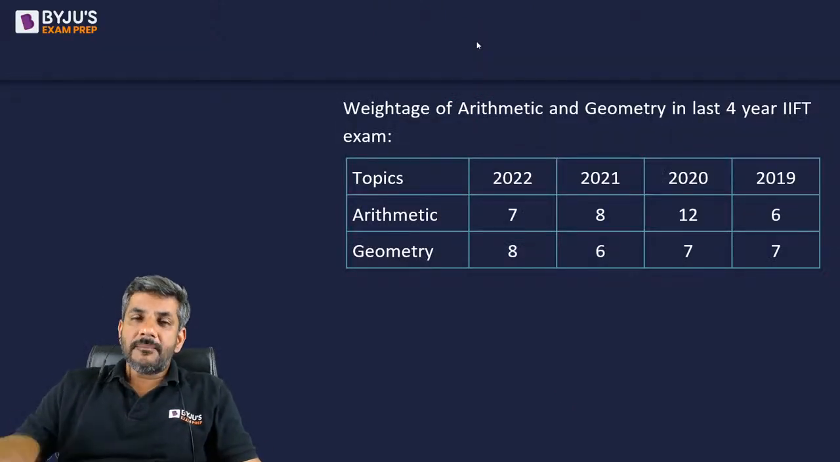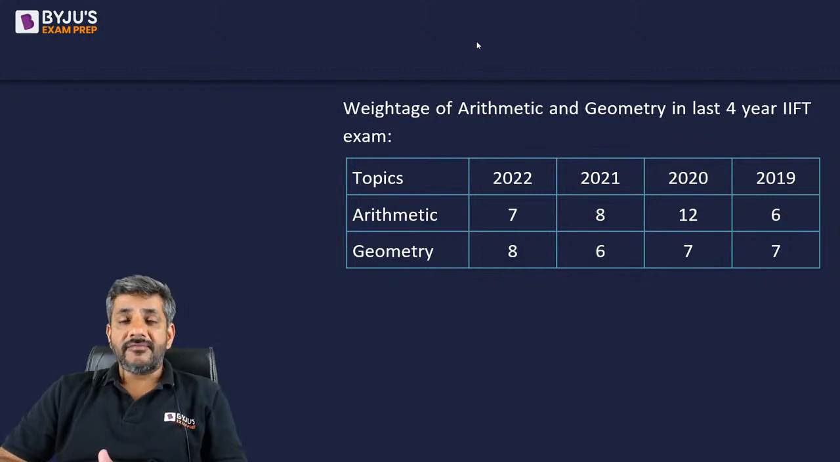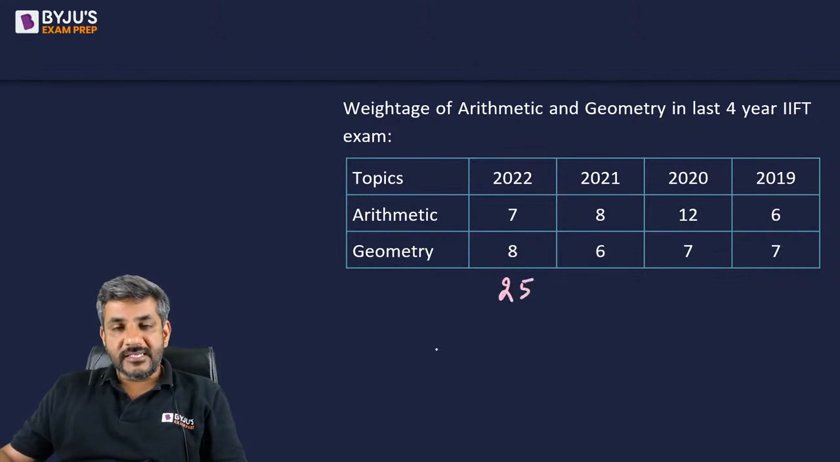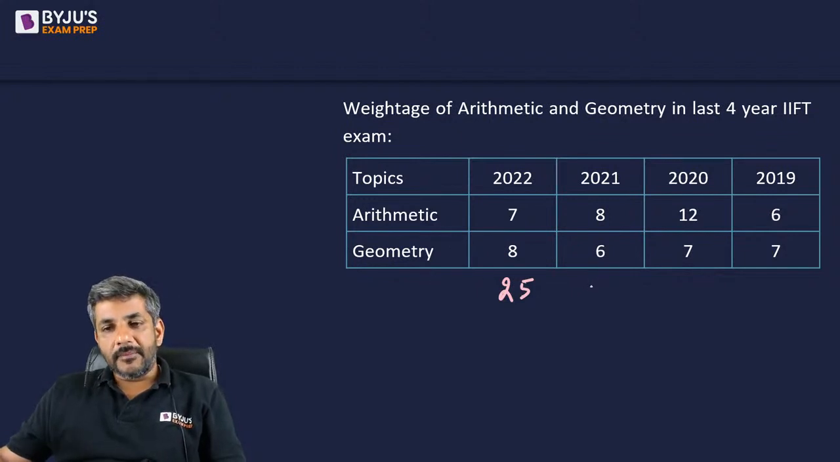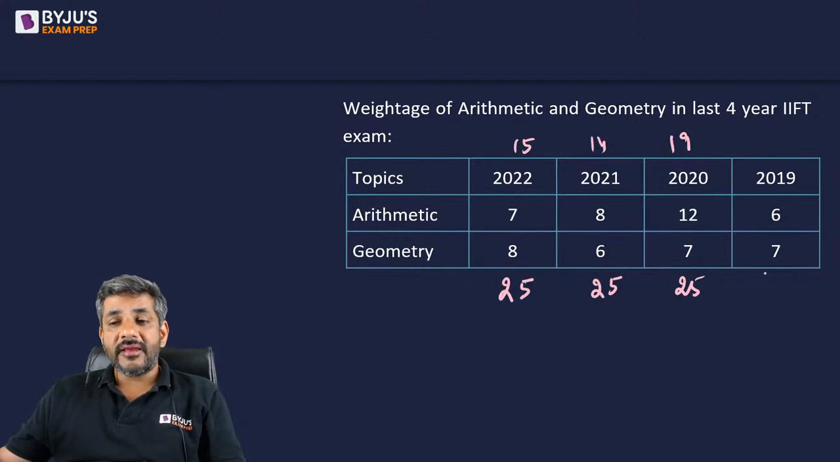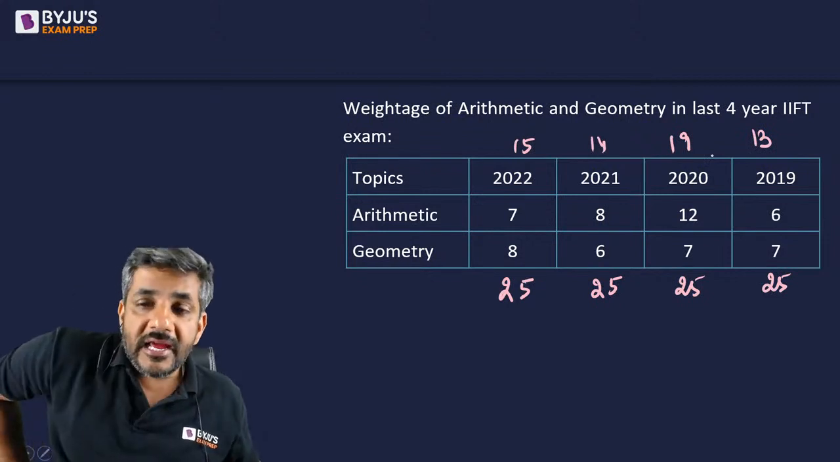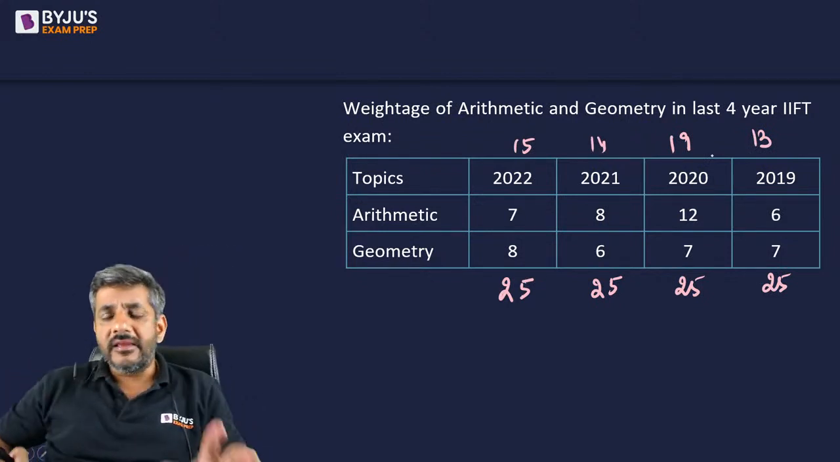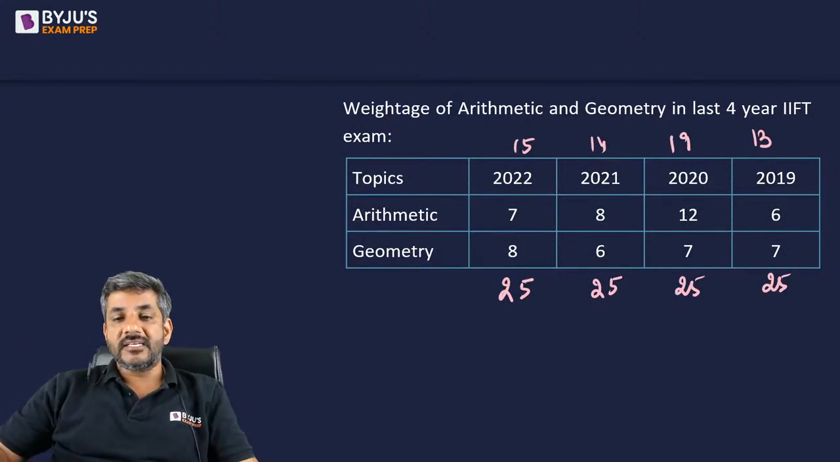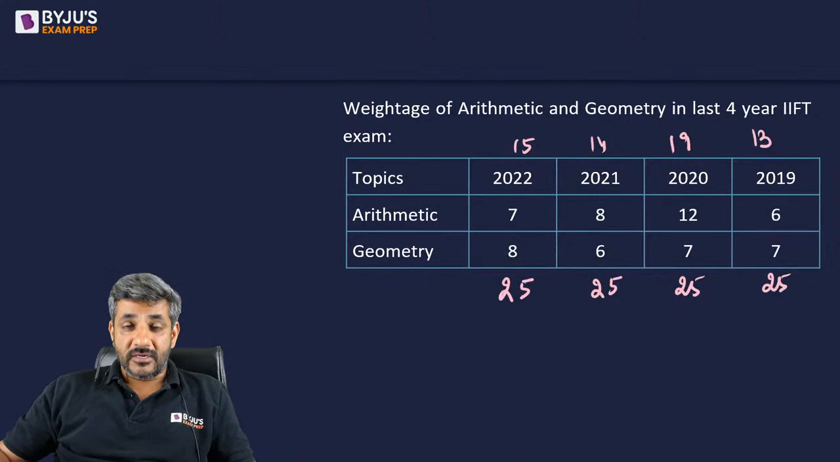When I talk about the topic wise breakup of IIFT, arithmetic and geometry, out of a total 25 questions last year, 15 questions were based upon arithmetic and geometry. The year before that, out of 25, we had 14 questions based upon these two areas. The year before that, there were 19 questions, and the year before that, 13 questions. That means almost every year, on an average, approximately 60% of your QA section is made up of arithmetic and geometry only, which of course I would say is huge, isn't it?